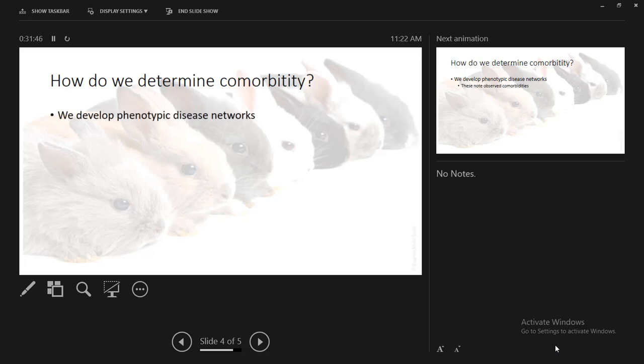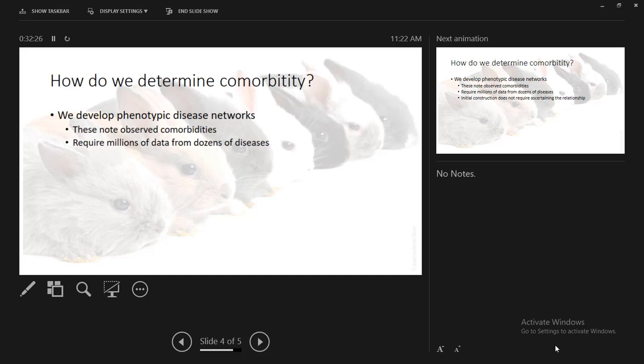But how do we actually determine these comorbidities? Well, the first thing we do, again, we develop phenotypic disease networks. And so these note just observed comorbidities. Remember, you're not trying to illustrate any edges, because once you start using edges, now you have to explain those interactions. You're just noting all comorbidities. So if you're like, 70% of people with type 2 diabetes also have atherosclerosis, that's all you're noting, okay? You can talk about, if you want, the next step, like how much of that is environmental, how much of it is genetic, but here you're just noting the relationships.